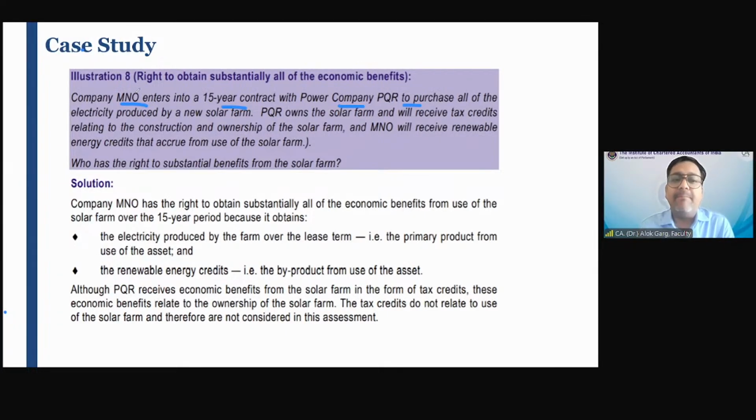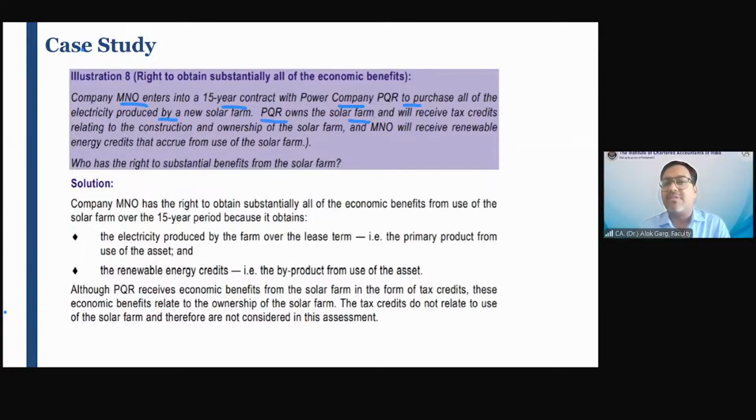So company MNO enters into a 15-year contract with power company PQR to purchase all the electricity produced by PQR. Who is a supplier? Who is a customer in this case? Yes, Saminathan. MNO is the customer, PQR is a supplier. From the 116 perspective, MNO is a lessee, PQR is a lessor.